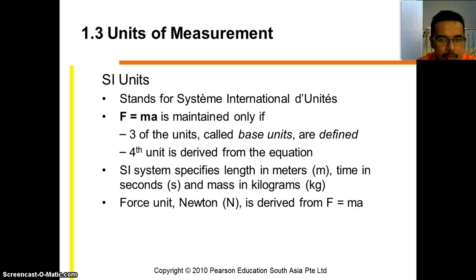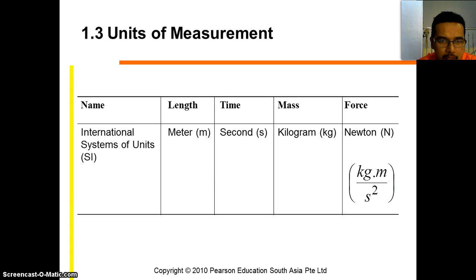SI units specify length in meters, time in seconds, and mass in kilograms. Force has the unit of the Newton, derived from F equals m a. In this equation, we have mass multiplied by acceleration. Acceleration has units of length in meters and time in seconds, and mass is in kilograms. Now, for example, this is a table of the international system of units: length is meter, time is second, mass is kilogram, force is Newton.